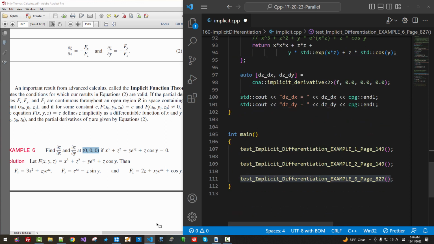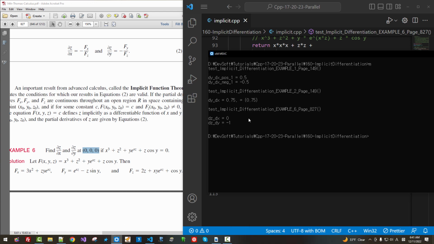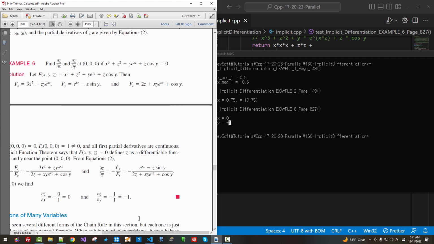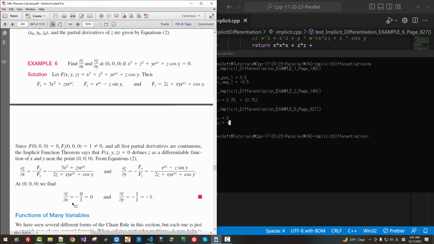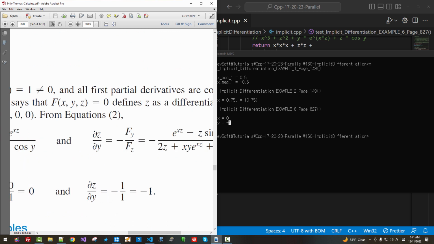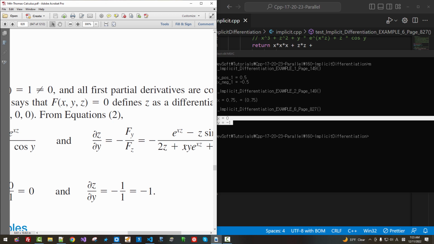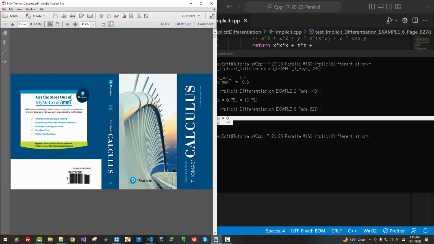We already pasted. We rebuild. CLSM. Wow. 0, -1. Scroll down. You can find dz over dx 0, dz over dy -1. Our solution is perfect. You probably see this book, a book for calculus, a book of mathematics, but I have different eyes from yours. I see this book, a book of computer algorithm.